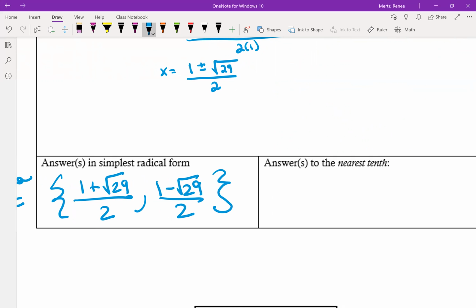So to the nearest tenth is 1 decimal place. So I'm getting 6.4 when, oh, sorry, I didn't divide by 2. I'm getting 3.2 when I add, and I'm getting -2.2 when I subtract.